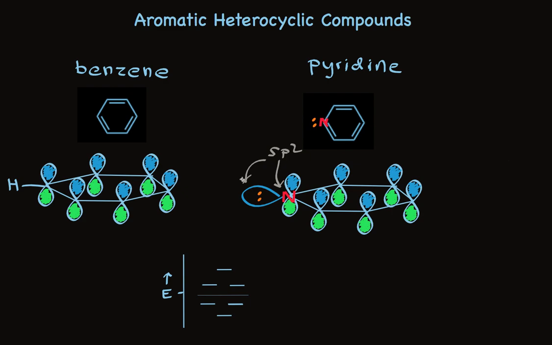Each atom is contributing 1 electron, and we have a 6 pi electron system, which is our Huckel number, and fits the energy level MOs that we see below. So both benzene and pyridine are aromatic. And it's important to notice that that lone pair of electrons on nitrogen is not part of the aromatic pi system. Let's take a look at some 5-membered rings.